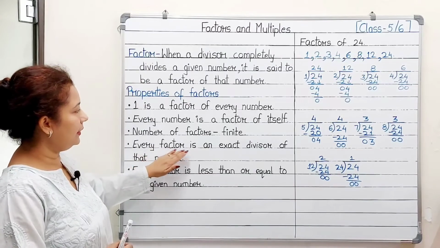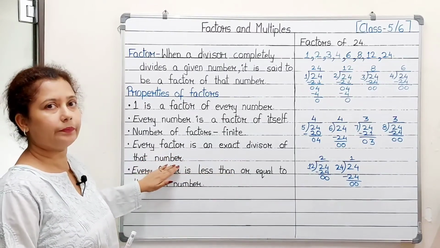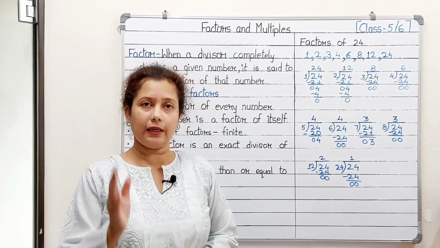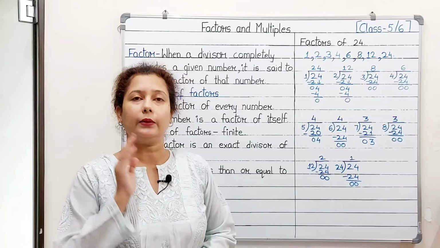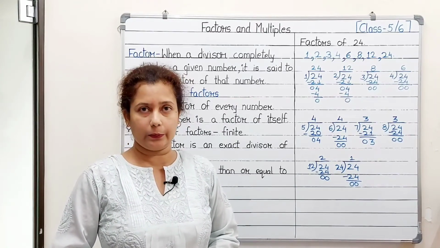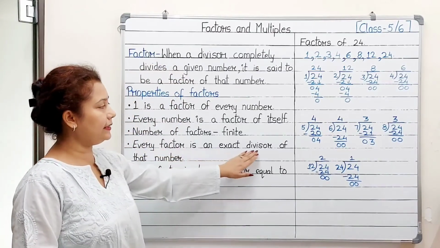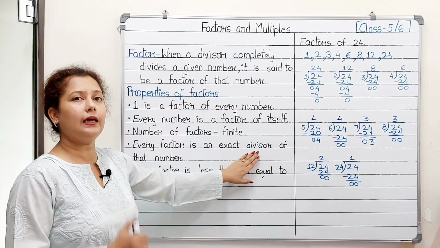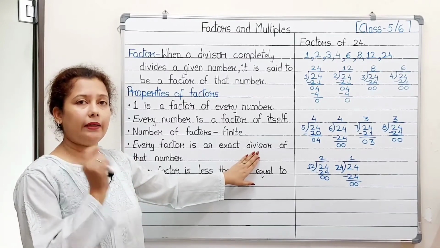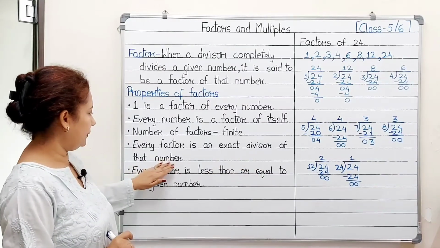Every factor is an exact divisor of that number. That means if you take a factor and divide the number by that factor, it will divide the number completely with remainder 0. So here every factor is an exact divisor. Exact divisor means a divisor which divides the number completely, leaving 0 as the remainder.